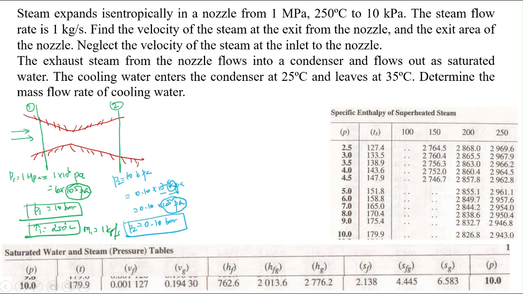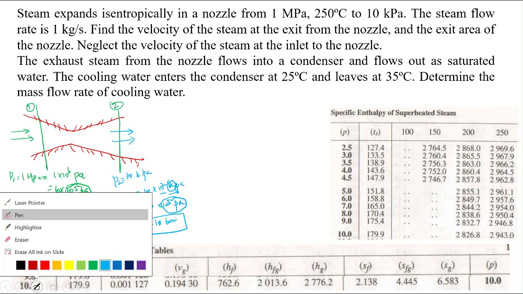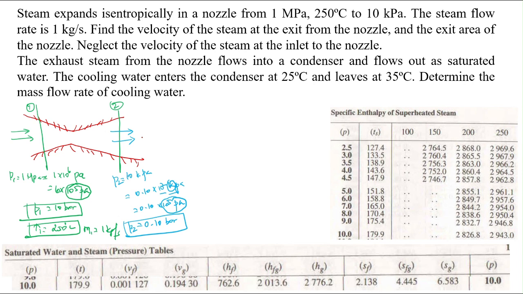Then the parameter we are going to find in the problem is C2, the velocity at the nozzle exit. Then we also find the outlet area, that is, the exit area of the nozzle. These things we are going to find.